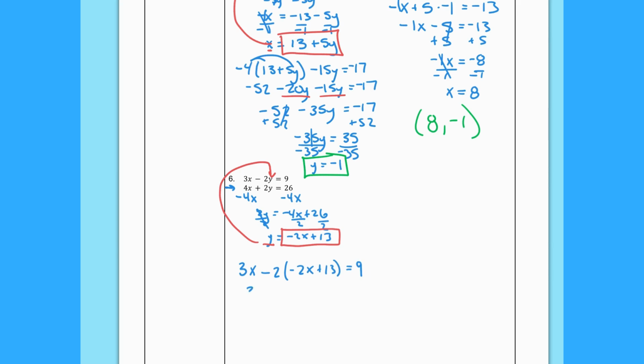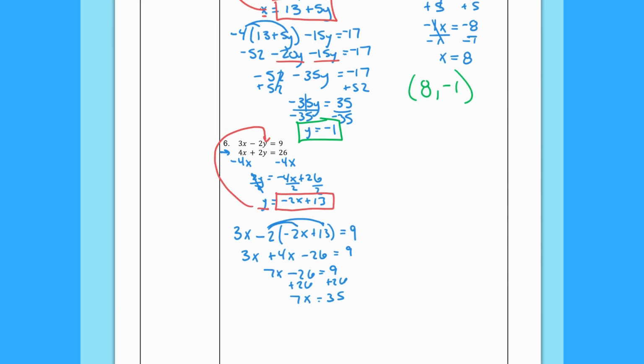Then I'm going to do distributive property. That's going to give me a negative 2 times negative 2x is positive 4x. Negative 2 times 13 is negative 26. Then I've got some like terms I can combine here. So 3x plus 4x is 7x. And then we're just solving the two steps. So add 26 to both sides and get 7x is equal to 35. We're going to divide both sides by the 7. And then we get x is equal to 5.